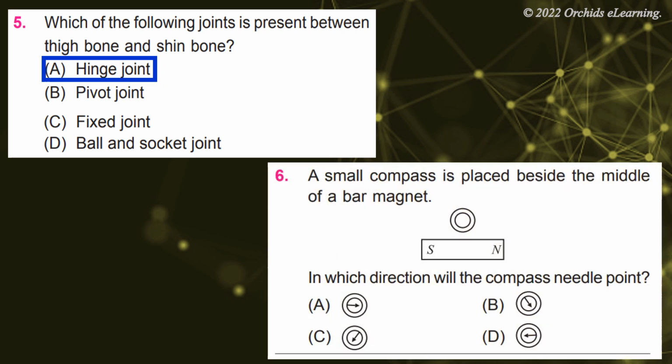A small compass is placed beside the middle of a bar magnet. D.